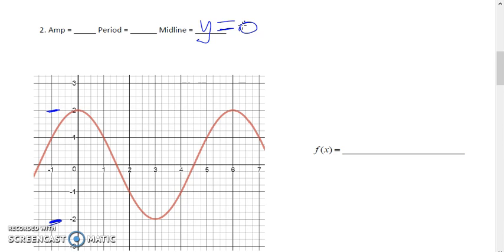The period: since my midline is at 0, we have to figure out what kind of graph it is. Since the midline's here and the graph doesn't start on the midline, it starts above, that means it's going to be a cosine, and it has an amplitude of 2. The period then goes from this peak to the next peak, which is a distance of 6.